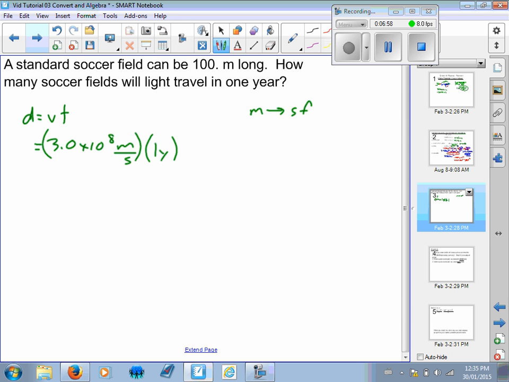So when you lay this out and you're trying to do your cancellations, you've got to turn your meters into soccer fields, and somehow you've got to make your years and seconds cancel. So give that a try. See if you can solve that for tomorrow.